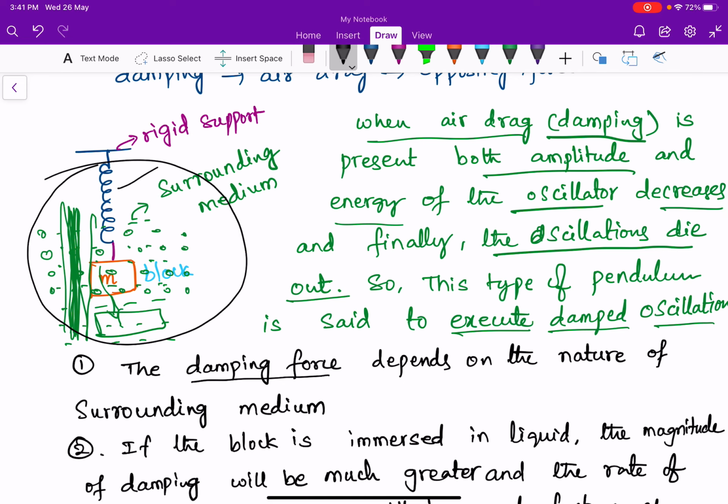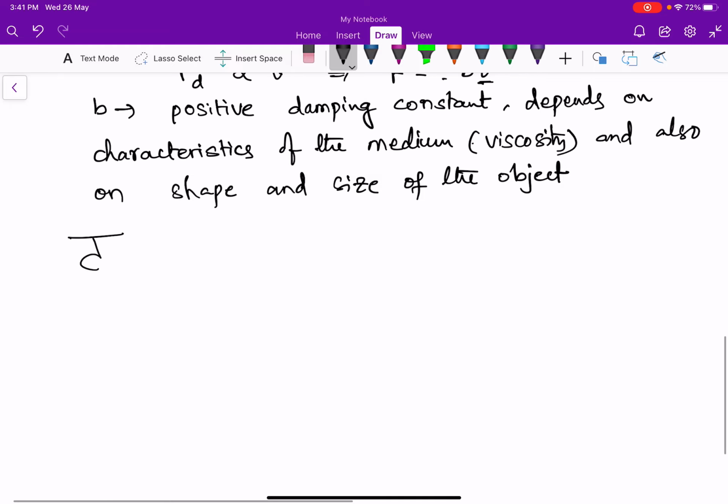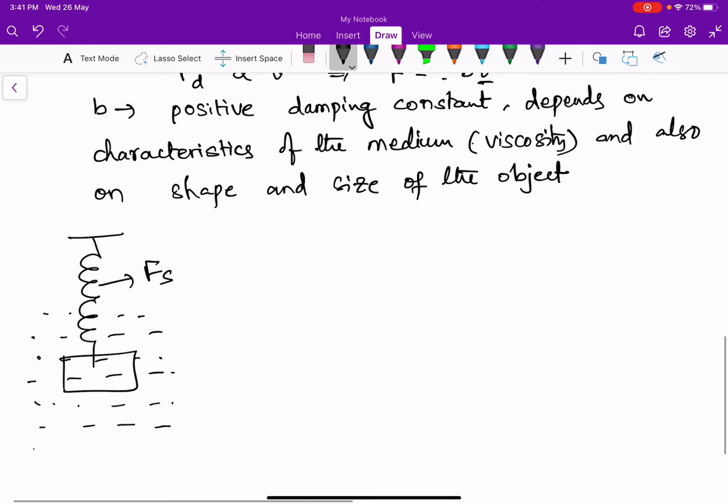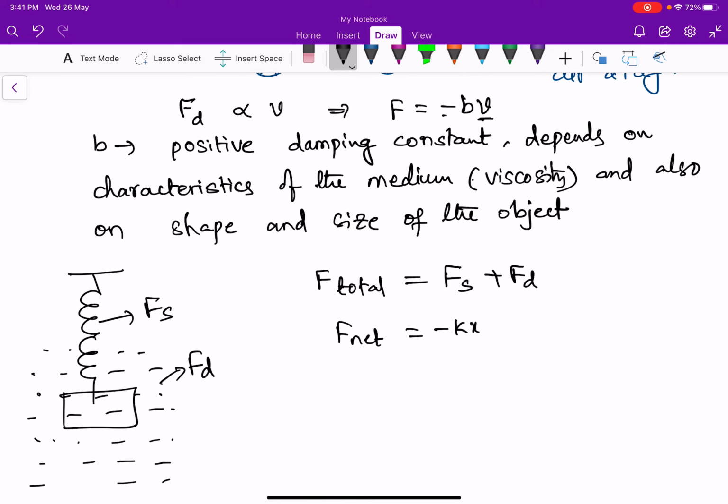One is spring force, another one is damping force. So here on the oscillator, how many forces are acting? One is spring force, another one is the opposing force due to the surrounding medium. That opposing force due to the surrounding medium is nothing but damping force. So net force is equal to spring force plus damping force. So F net is equal to spring force, which we know is the restoring force, equal to minus kx, and damping force is equal to minus bv.